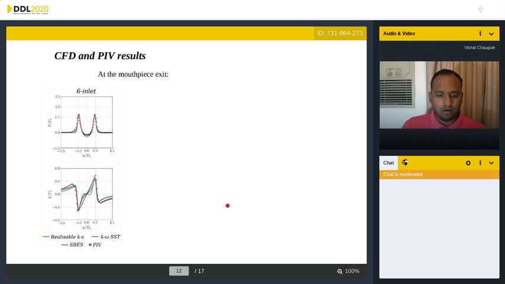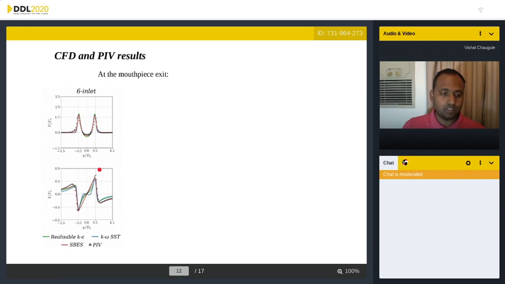We'll first look at how the CFD results compared with the PIV results. Here we see the mean axial and radial velocities at the mouthpiece exit for the 6-inlet model. What we see is that we have large axial velocities on either side of the jet center line, and we have a significant reverse flow region within the jet core. We also see large radial spreading with large lateral velocities on either side of the jet center line. This occurs because of high swirl in the flow. SBES agrees very well with the PIV results.